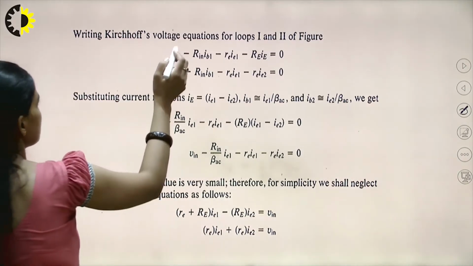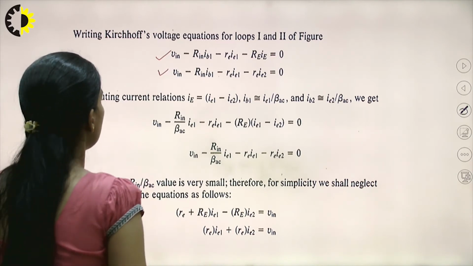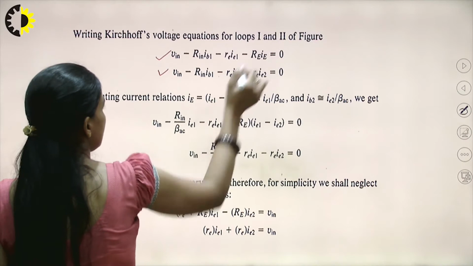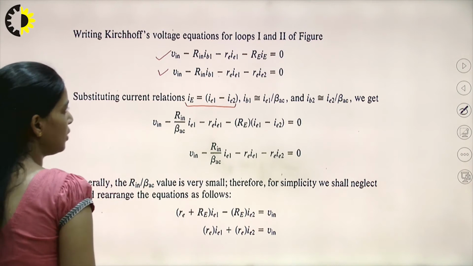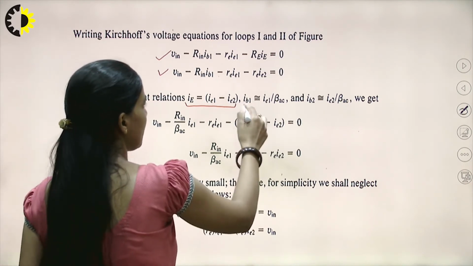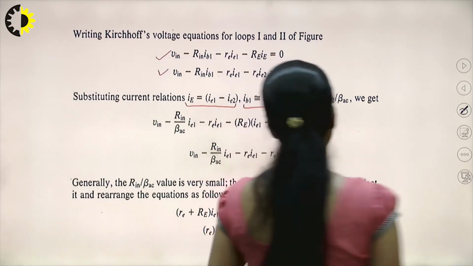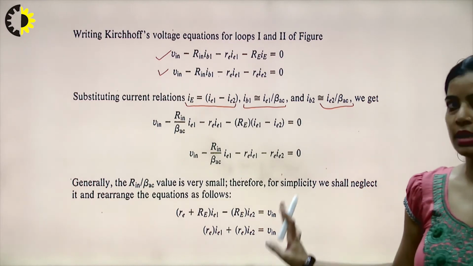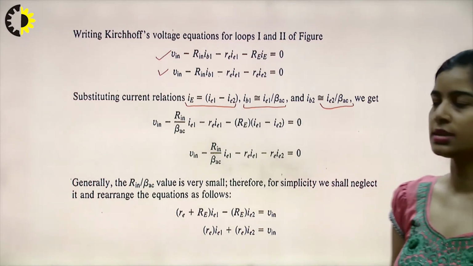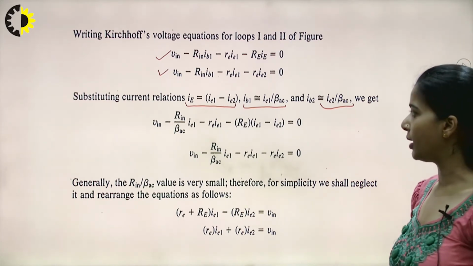So the equation 1 and equation 2 that are written here. This IE written here is IE1 minus IE2. So substituting that value and replacing IB1 by IE1 by beta AC and IB2 we can replace by IE2 by beta AC. Here the beta is specified as AC because the beta that we are representing is for the AC analysis of this differential amplifier.